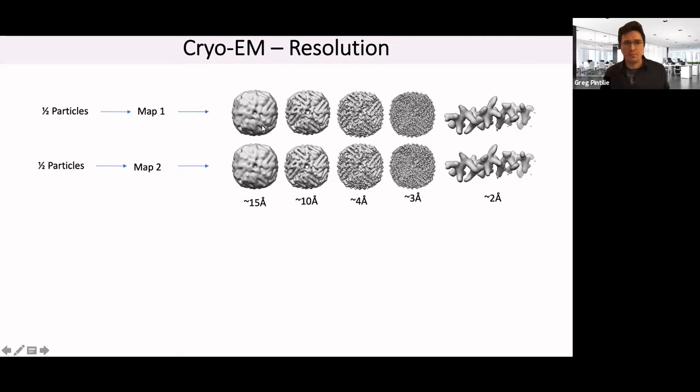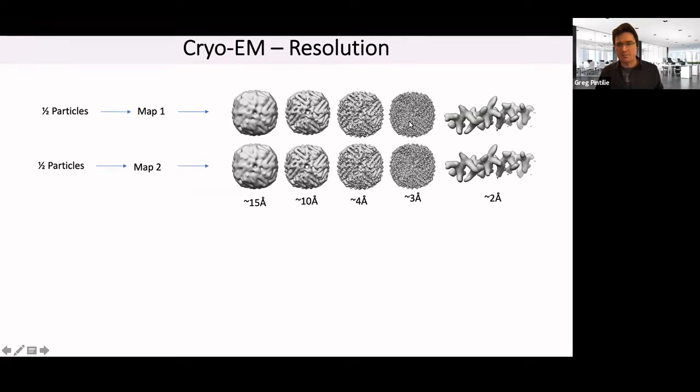And from half of the data set, we get one initial model, which we refine, right? So we add more particles, we keep refining the orientation angles until we see more and more details. So we might go down from 15 angstroms to 10 to 4 to 3, depending on how much detail is in the micrographs, and in this case, this is a map of apoferritin.